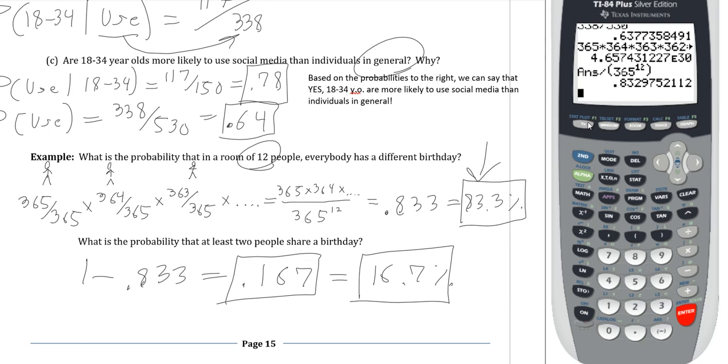Now you can extrapolate on that and you can do this situation for more and more people. I think the anecdote is that if you have 30 people, it's very likely that at least 2 will share a birthday. Not necessarily going to happen, but it's incredibly likely. The more and more people you have in a room, the more likely that 2 people will share a birthday.